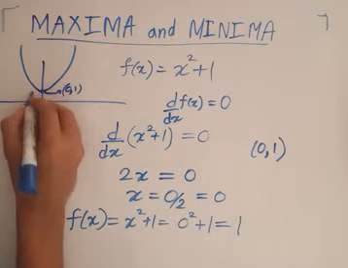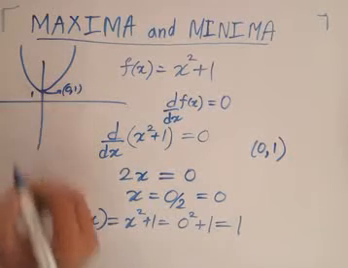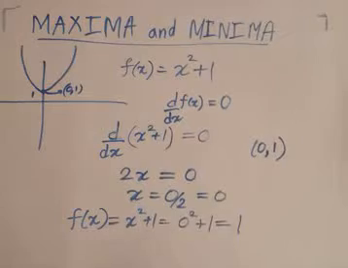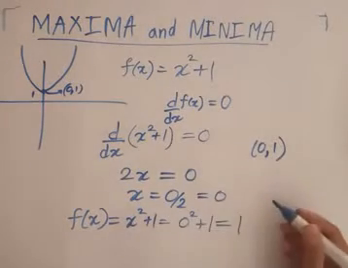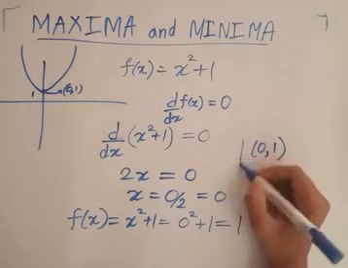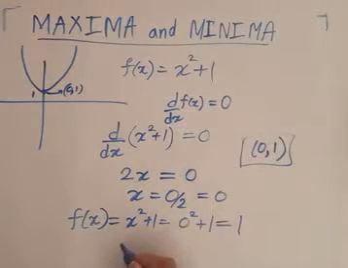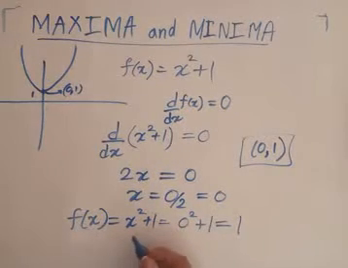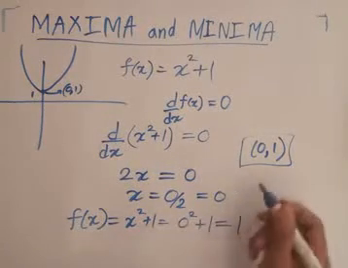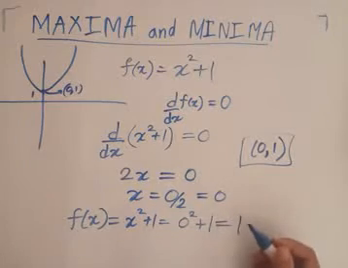So this is 1 unit high from 0. At that point, this function attains its minimum. So this is how you can find the maximum and minimum.